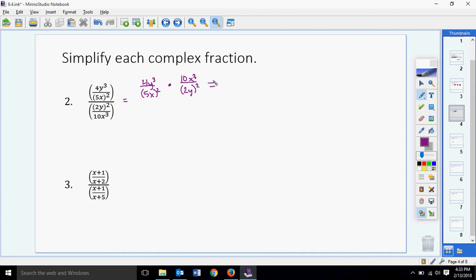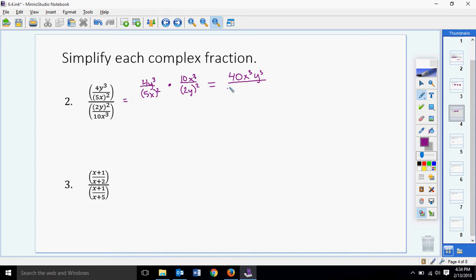Multiply straight across. 10 times 4, those are just numbers that I can multiply. I have a y cubed times an x cubed. I can't combine those anymore. They don't have the same base. So it's a y cubed times an x cubed. In my denominator, make sure I understand what this means. So 5x is in the parentheses. That means the 5 is being squared and the x is being squared.